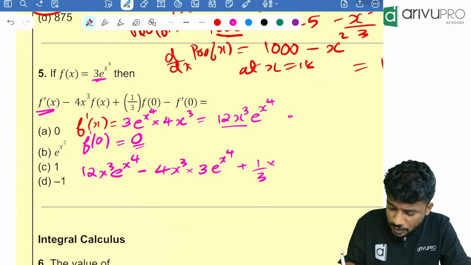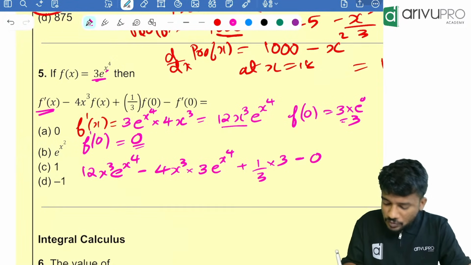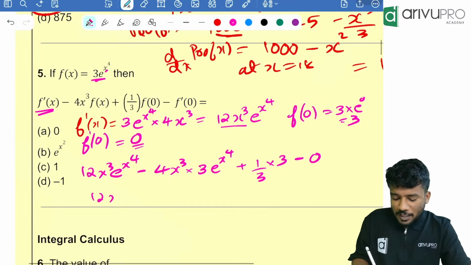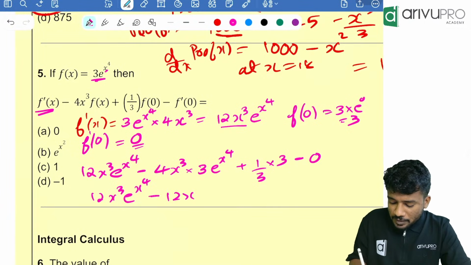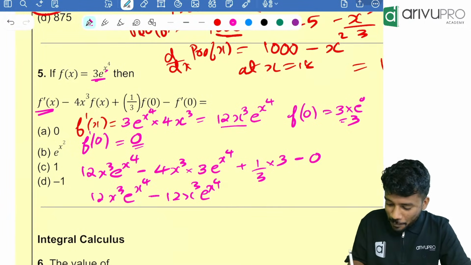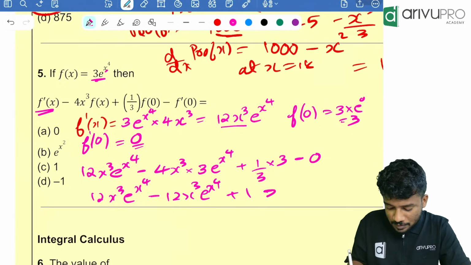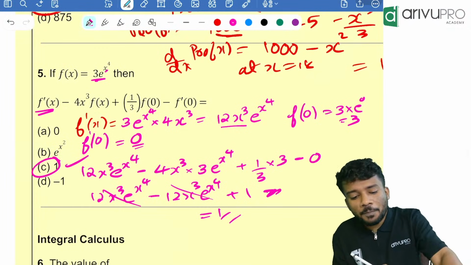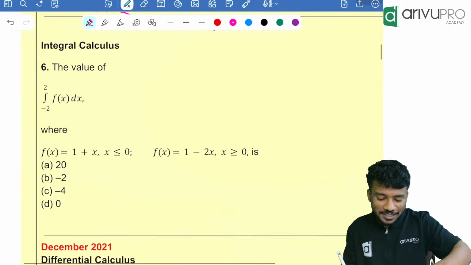I'll write it over here. f of 0 is nothing but, instead of x we will put 0. That means 3 into e raised to 0. That is nothing but 3. Then minus 0. Take this: 12x cube e raised to x raised to 4 minus 12x cube e raised to x raised to 4. Then plus 1 by 3 into 3 is how much? 1. Then minus 0. This cancels. What is remaining? 1 is remaining. Option C is your answer. Everyone got the answer?